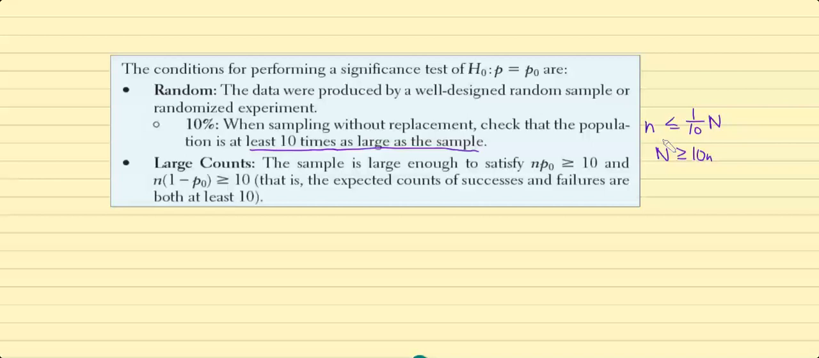And then the large counts condition. We need to know that the count is large enough, so we multiply the sample size times the p0 proportion. The sample has to be large enough so that n times p0 is greater than or equal to 10, and n times 1 minus p0 also has to be greater than or equal to 10. Another way to say that is the expected counts of successes and failures are both at least 10.